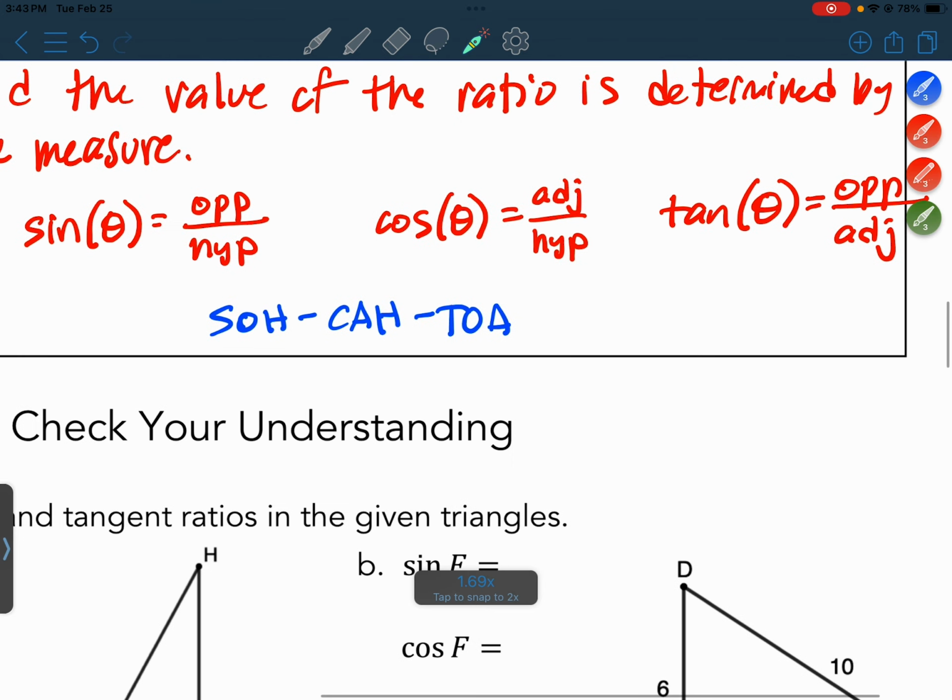So in SOHCAHTOA, the S stands for sine, the C stands for cosine, the T stands for tangent. And then the other letters are for opposite, adjacent, or hypotenuse. So for sine, we are going to do the opposite to hypotenuse ratio. For cosine, that's adjacent to hypotenuse, and for tangent, it's opposite to adjacent.